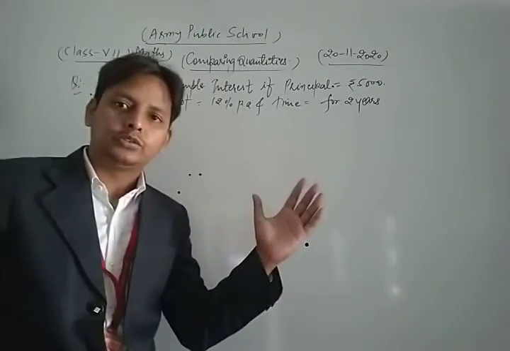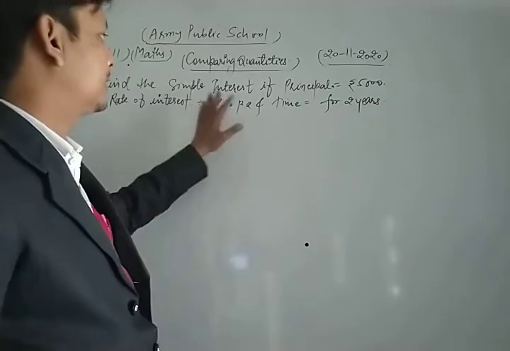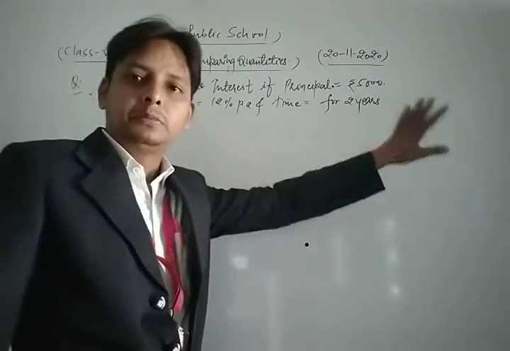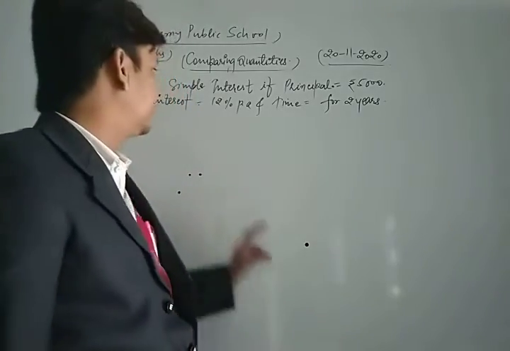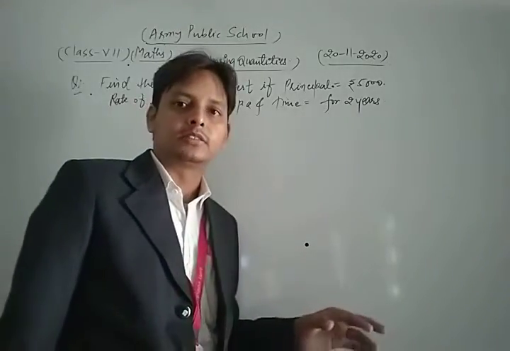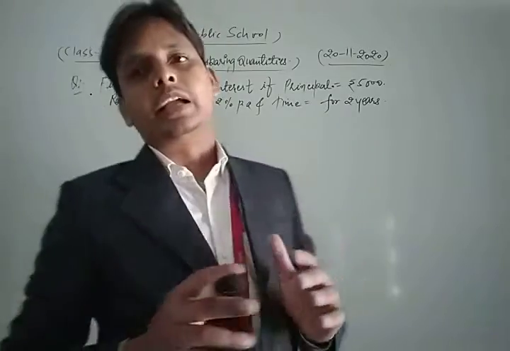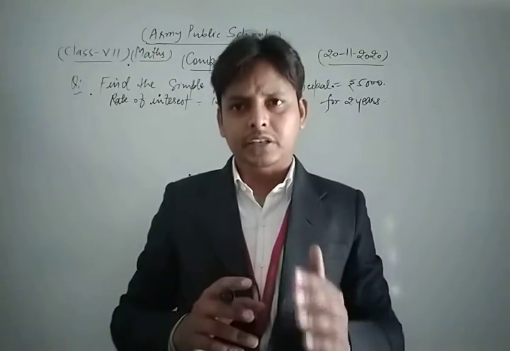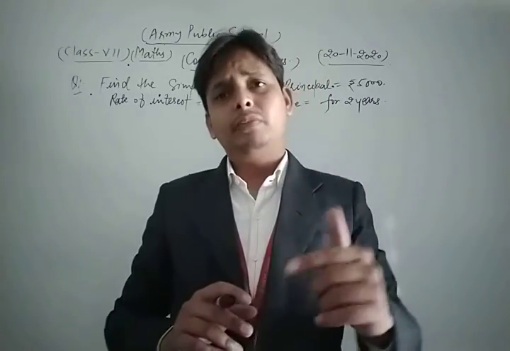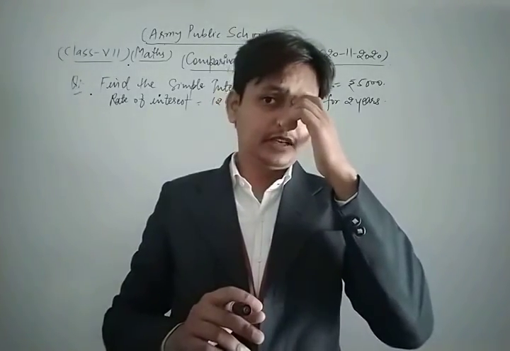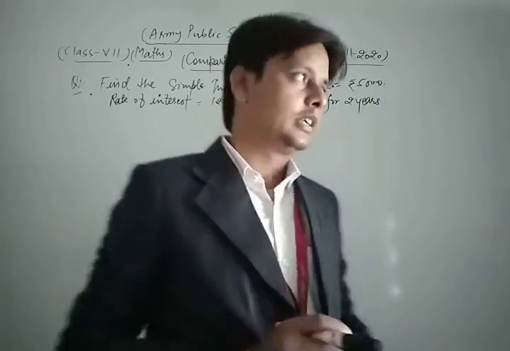In that question, what do we do, student? We find the simple interest on the amount value rupees 5,000 at the rate of 12% per annum for 2 years. Now first of all we write what is given in our question. After that we write the formula. Then we put all the values in the given formula and simplify them, so we get our result. Let's see.